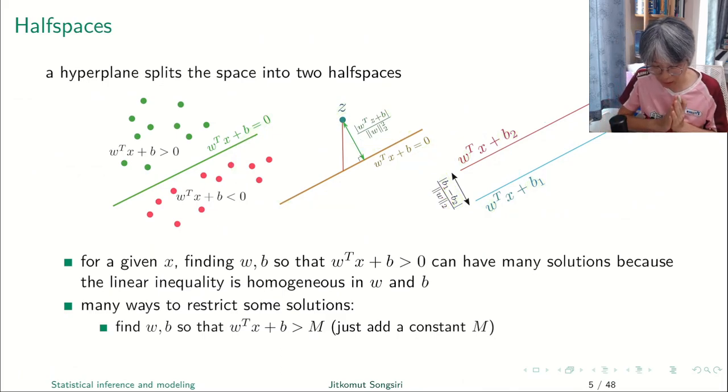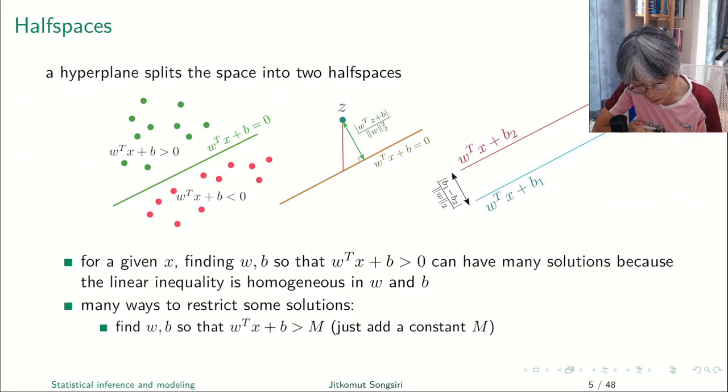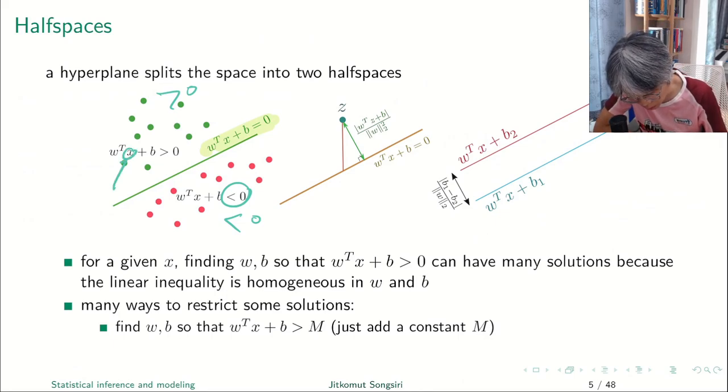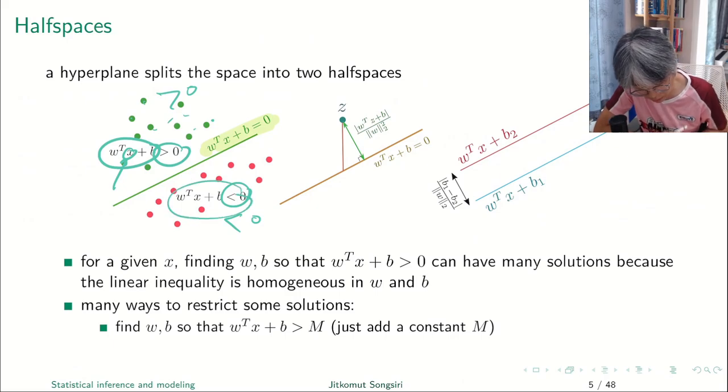Now let's take a look at the concept of half spaces. Basically, half spaces are the subspaces of Rn when you use the linear hyperplane to split it. This is the parametric equation of the linear hyperplane. If you switch to a linear inequality, less than zero or greater than zero, you get the corresponding two half spaces. All the values of x that correspond to the green points, when you evaluate this quantity, are going to be greater than zero, and vice versa.